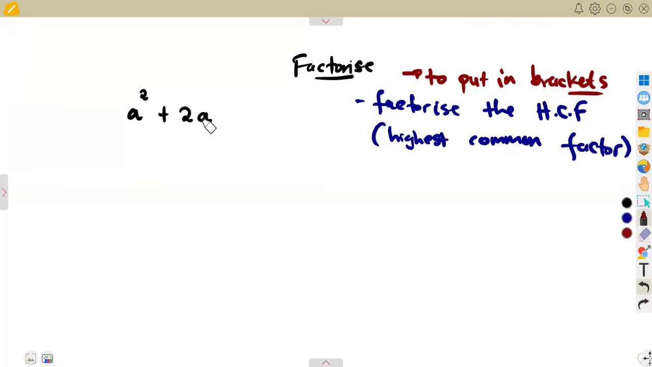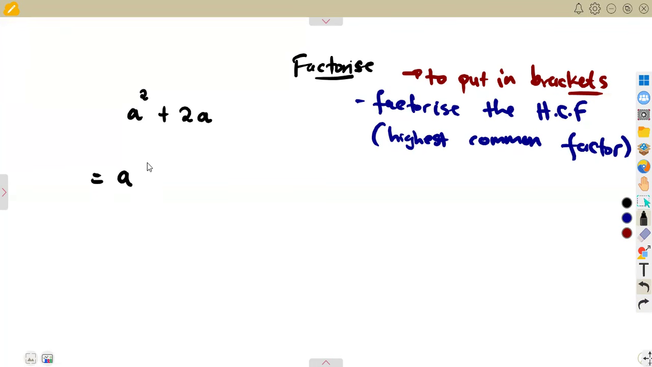So I'm just going to consider the part of a squared and the part of a. What is the highest common factor? The highest common factor is going to be a. Okay, so the question is, why am I taking this a, not a squared?